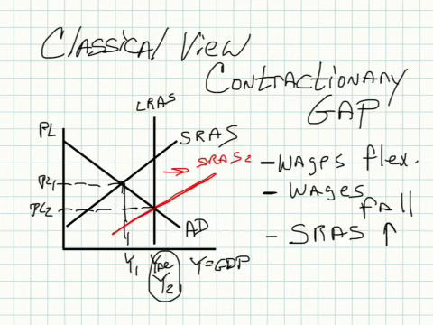There's a lot of pros and cons to this. The pros are it's pretty simple. The cons are what happens if wages aren't as flexible as we think they are? We could be stuck in this recession for a while. And that was the belief of a gentleman by the name of John Maynard Keynes. We'll look at his ideas in the next video.